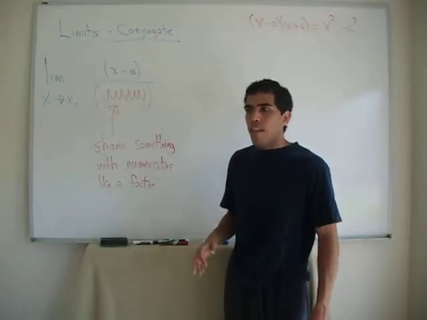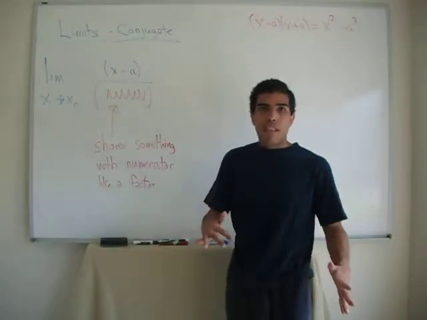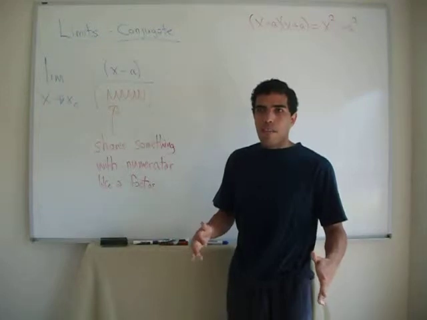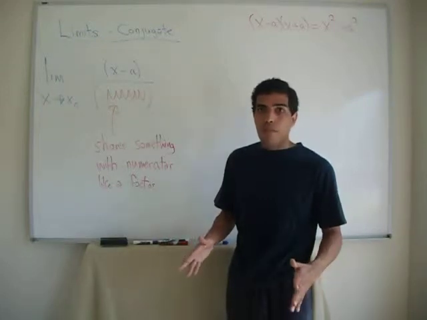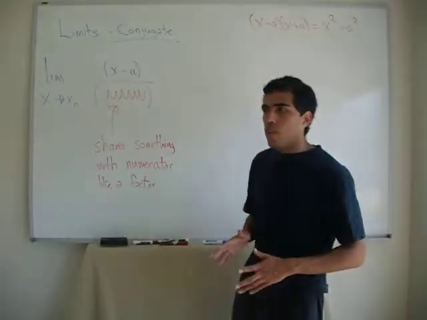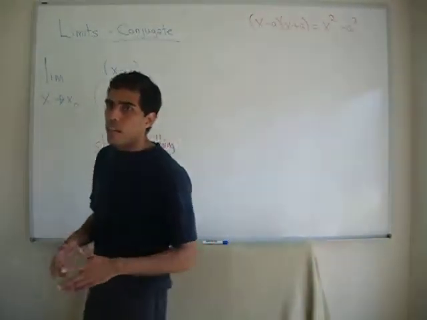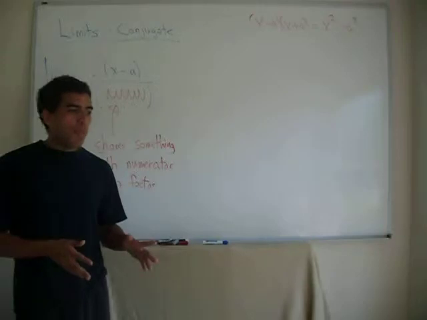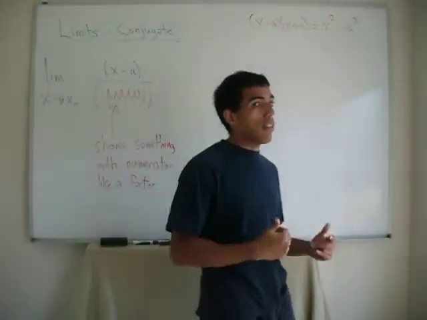Now we're going to talk about limits and using the method of the conjugate, multiplying by the conjugate. And again, like I mentioned in the video of solving limits using the change of variable, there isn't really a straightforward way to know which method I'm going to be able to use depending on the exercise that I have.